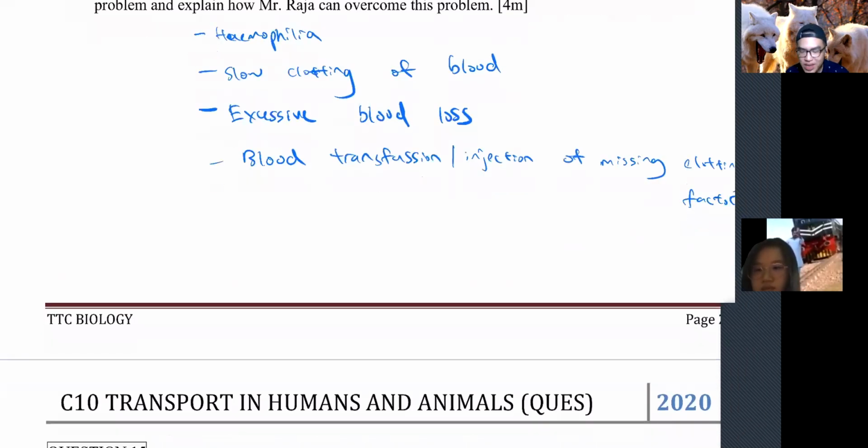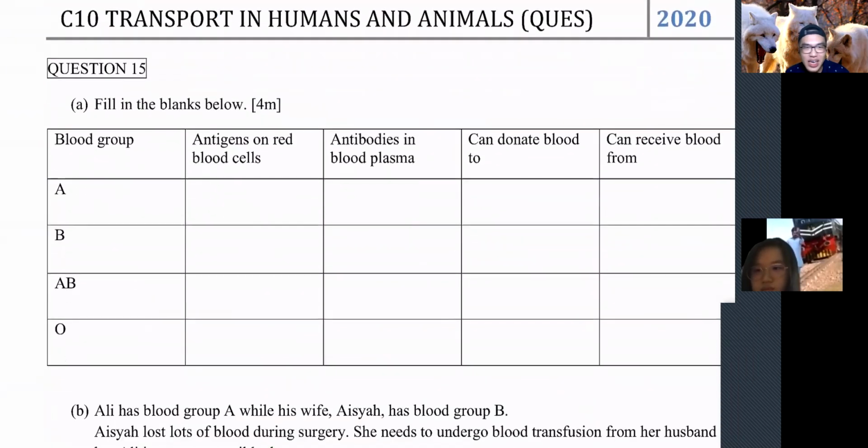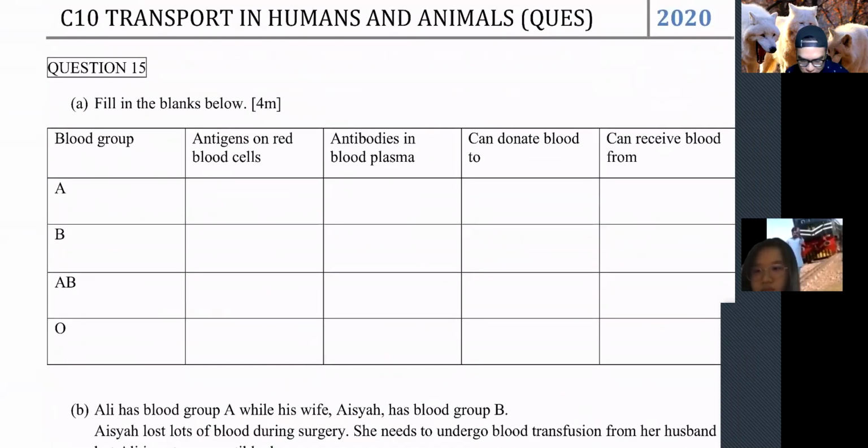So anyway, next, our blood group. This is very simple. Antigen on red blood cell. This is on your RBC. So for blood group A, you have antigen A, of course. For B, you have antigen B. For AB, you have antigen AB. For O, you have no antigen.